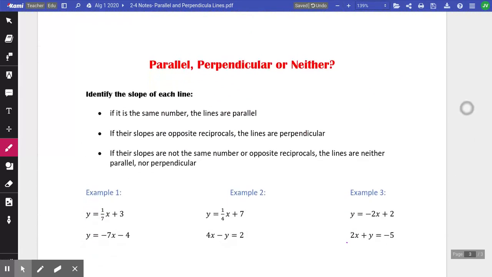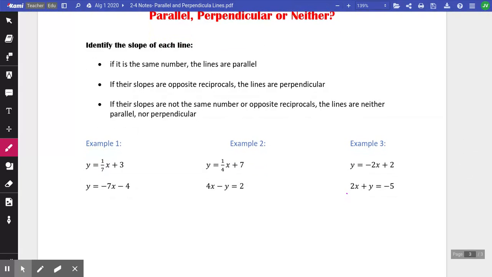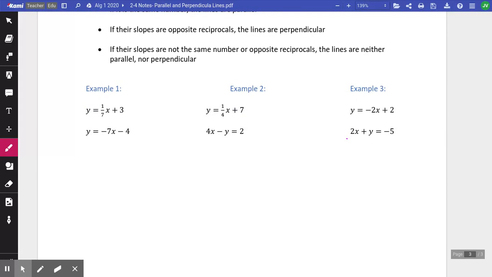One more type of example. You are going to get two equations, and you need to identify the slope and tell whether those lines are parallel, perpendicular, or neither. If the slopes are the same number, the lines are parallel. If the slopes are opposite reciprocals, the lines are perpendicular. And if the slopes are not the same number or opposite reciprocals, the lines are neither parallel nor perpendicular. So let's take a look at these examples.